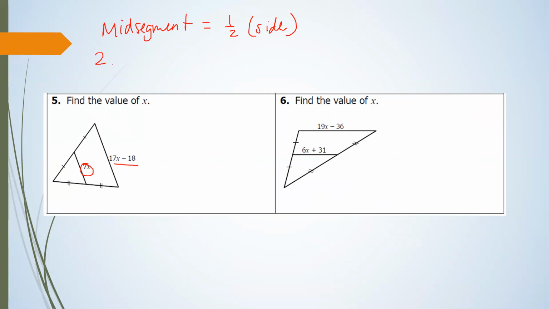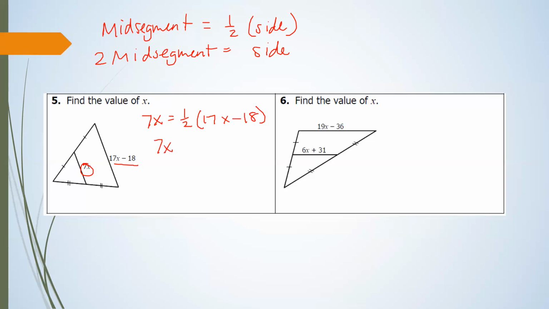Or we could say 2 times the midsegment is equal to the side it's parallel to. If you don't like that half and you want to just multiply both sides by 2 to get rid of it, you're more than welcome to. I'll solve it both ways and you can decide which way you like. So way 1, the midsegment is half of the side that it's parallel to.